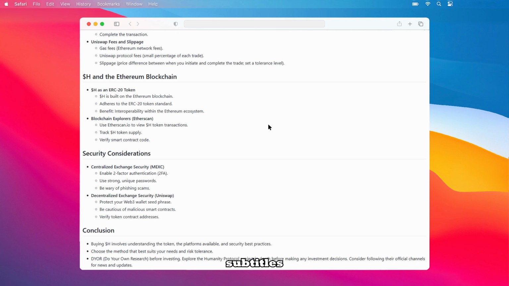Choose the method that best suits your needs and risk tolerance, and always do your own research before investing. Explore the Humanity Protocol project in depth before making any investment decisions, and consider following their official channels for news and updates.